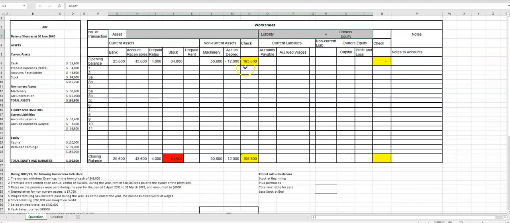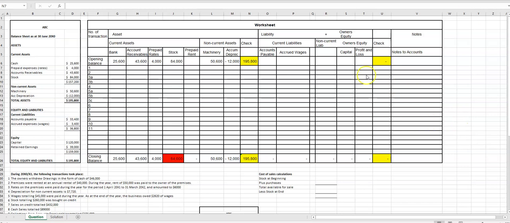Currently my total assets here equal 195,800, which I can do a quick cross-check against last year's balance sheet to ensure that I have included everything, and there it is. Our total assets, which is our current assets and our non-current assets, equals 195,800. So far everything's going great.